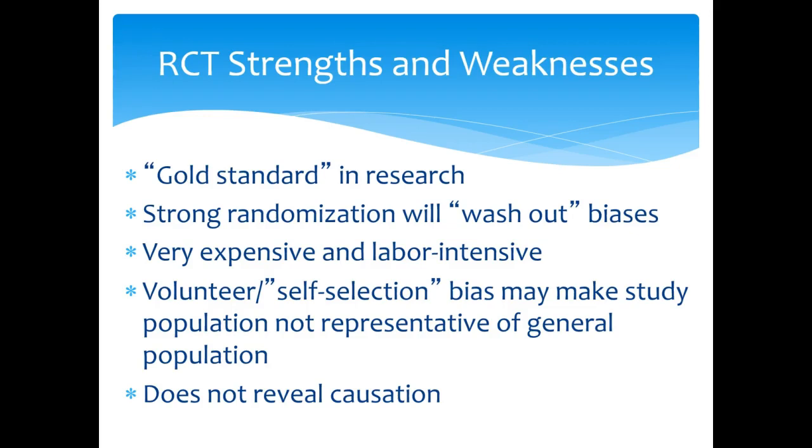it's very labor intensive. The volunteer self-selection bias may make the study population not representative of the general population. So what that means is that you have to consider who might volunteer for this kind of a study. So if you think about an online survey, if you're trying to gather information with an online survey, one of the questions you have to ask is what kind of a person responds to an online survey? And are there characteristics of that kind of person that will bias your result?